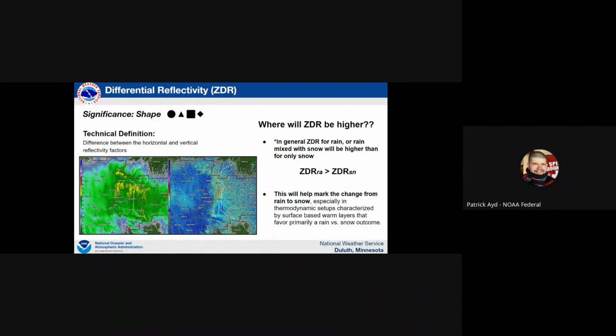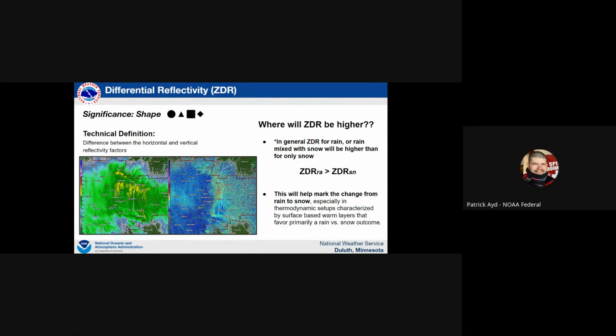So here's Chanhassen, pretty clear rain versus snow. In general, ZDR for rain will generally be larger than ZDR for snow. And that really helps to mark that transition from rain versus snow for those thermodynamic setups where it's basically that surface-based warm layer. So it's pretty much a rain versus snow outcome.